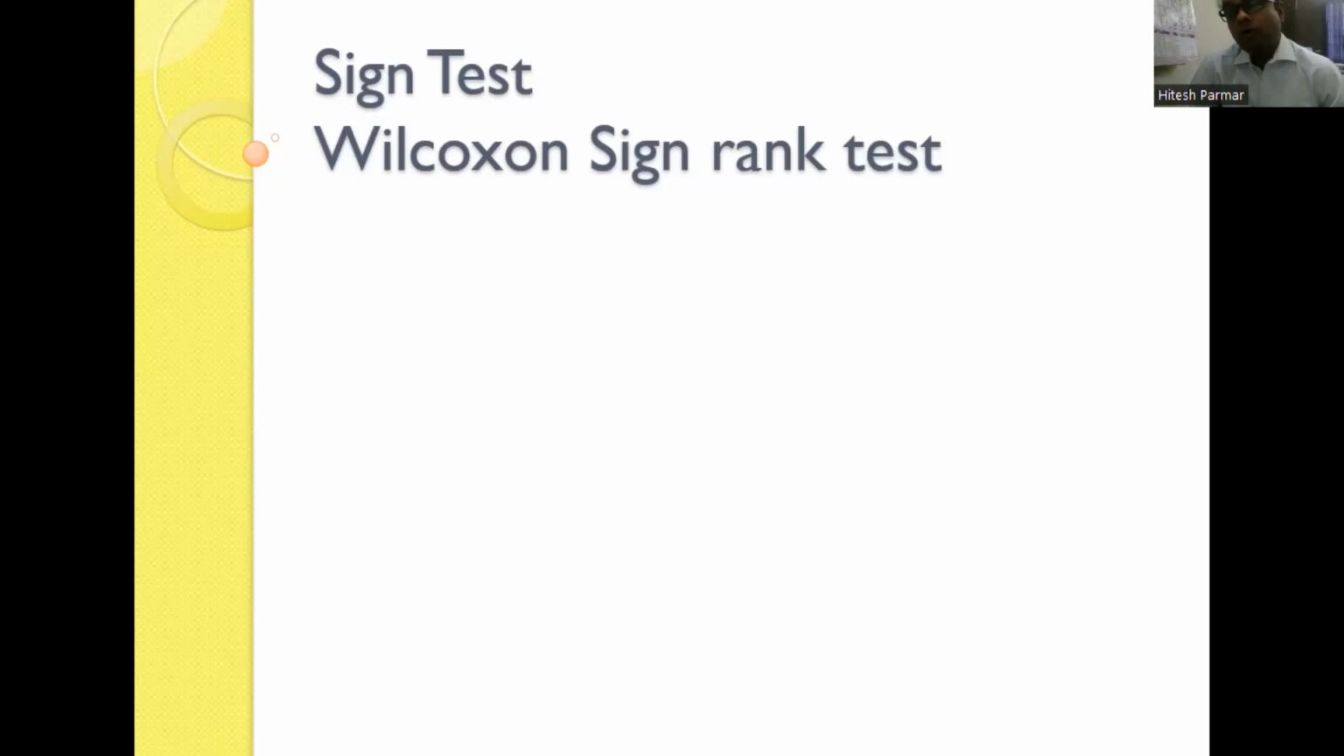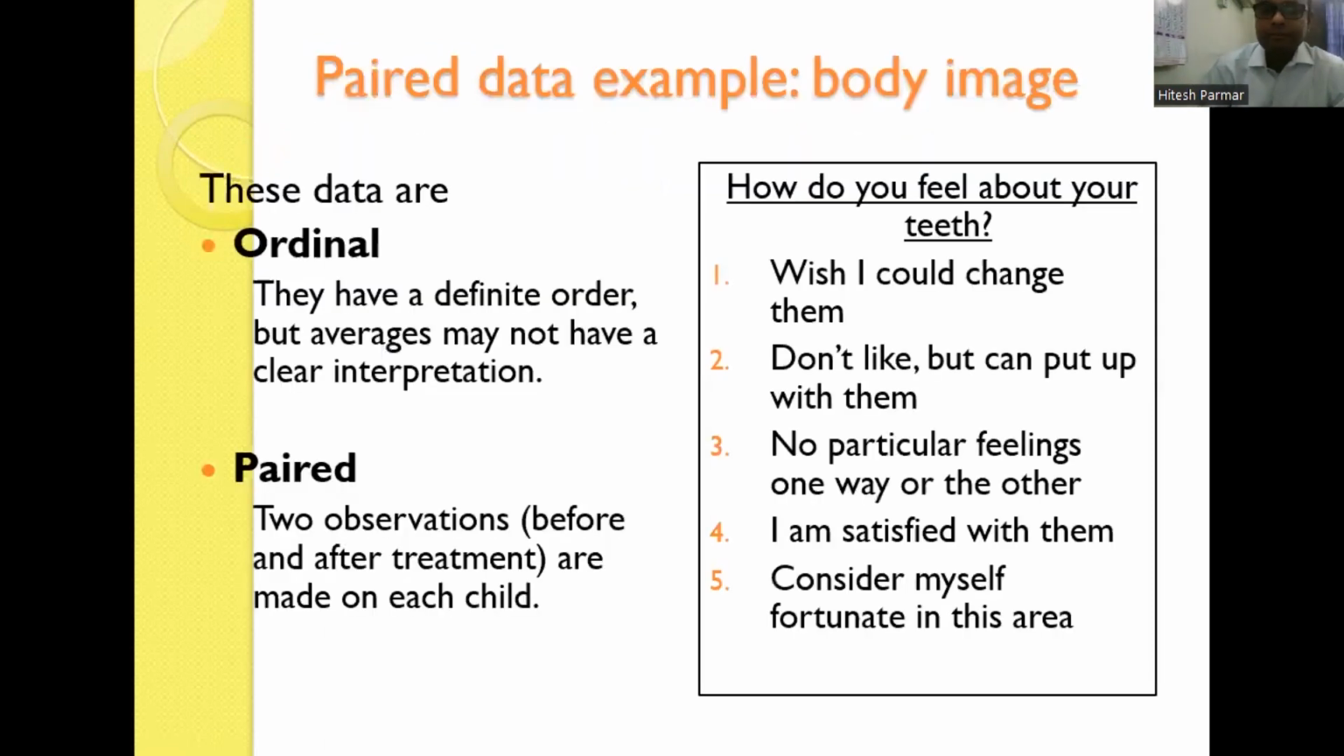Alternatively, if your data scale is itself ordinal in nature like this, then also you may go for non-parametric test. So the scale of measurement here is ordinal. How do we consider that? How do you feel about your teeth? And this is a 5-point scale. Number one, wish I could change them. Number two, don't like but can put up with them. Number three, no particular feelings one way or the other. Number four, I am satisfied with them. And number five, consider myself fortunate in this area.